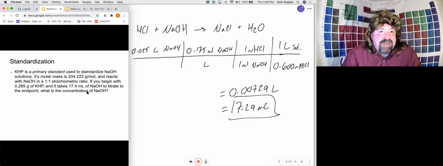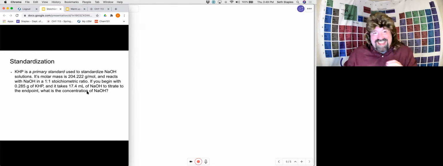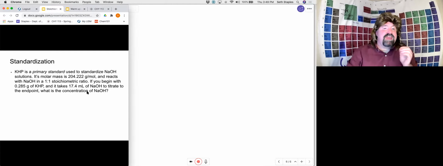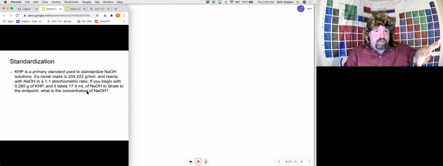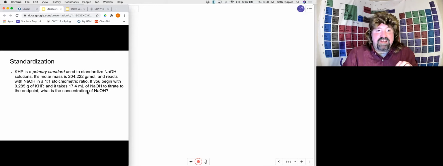And so let's say that I make a solution of NaOH. I need to know what the actual concentration of that solution is. So I standardize it against a KHP standard. I start with 0.285 grams of KHP. I dissolve that in water. I perform a titration, just like I showed earlier, and I use phenolphthalein. So when the titration is over, I've added just enough NaOH to react with all the acid that was in there.